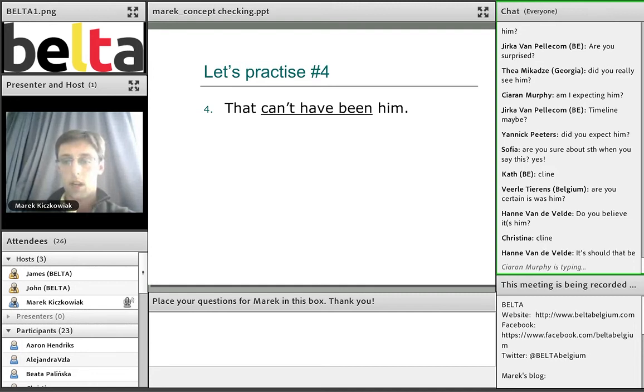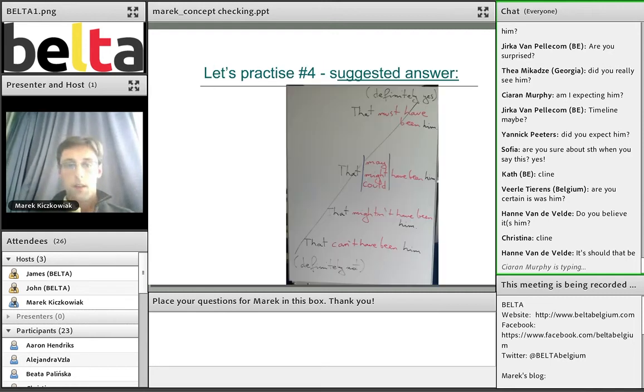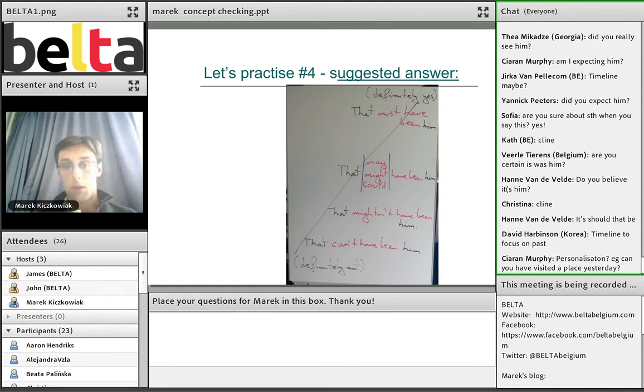Christina also suggests a climb. A bit small, I'm sorry about that, but I hope you can see it. I use decline as well. On the top, I've got definitely yes, and on the very bottom, definitely no. So that must have been him, the top, and then that my mate could have been him, that mightn't have been him, that can't have been him.